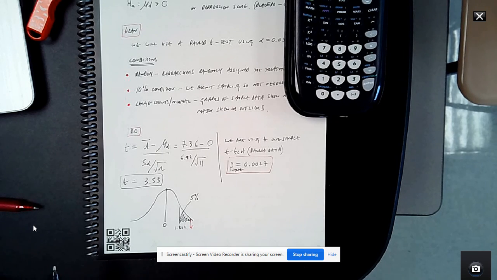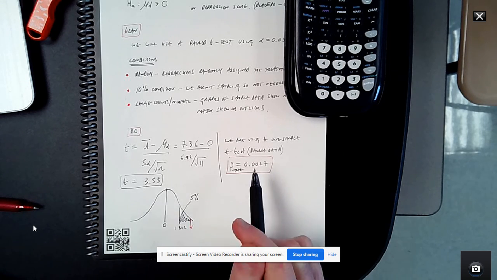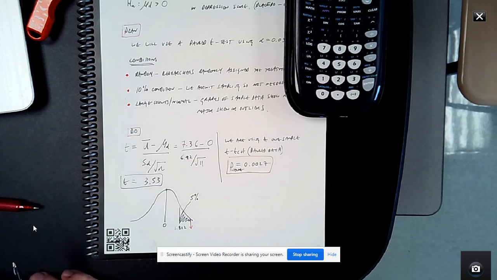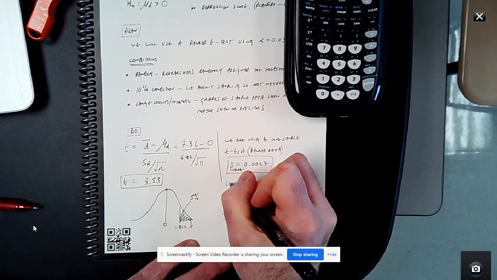That means the probability that my results were due to chance is 0.0027. That's about 0.27%. So really, we wouldn't expect these results to happen if it was purely just chance alone. So let's write out our conclusion.